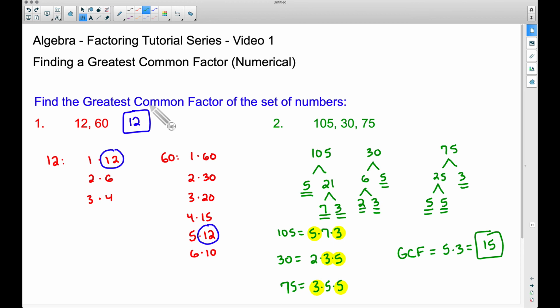In the next video, video number 2, we'll apply some variables to this to take a more algebraic approach, and ultimately through this entire series, you'll be able to factor things even that you would see in a college algebra class. And there you have it, factoring tutorial series video number 1, factoring a greatest common factor, just a numerical approach here.